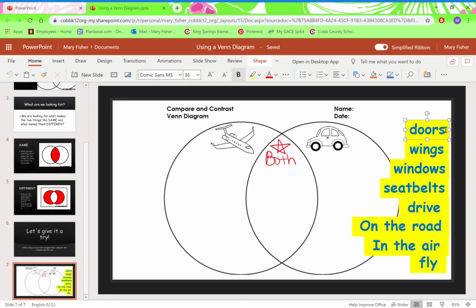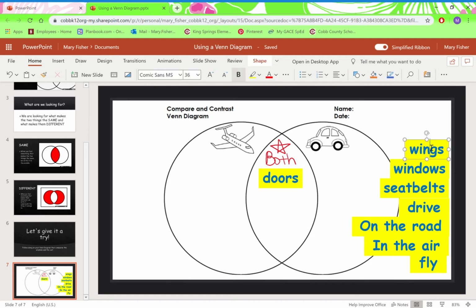Okay, let's look at this first word. It says doors. I need to figure out, do airplanes have doors? Do cars have doors? Do they both have doors? Well, thinking about the times I've been on an airplane and the times I've been in a car, yes, I would say both have doors. So I'm going to take the word that says doors and put it in the both section in the middle because they both have doors.